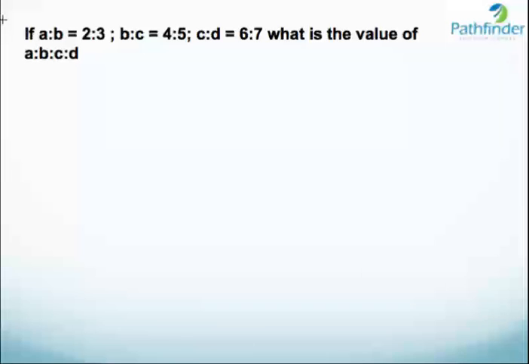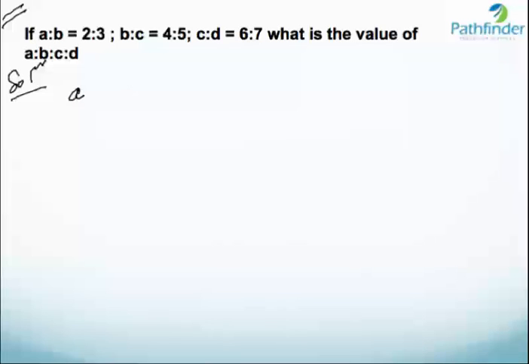So let us take a look at another similar question. We have, if A as to B is 2 as to 3, B as to C is 4 as to 5, C as to D is 6 as to 7, what is the value of A as to B as to C as to D? So we can solve this question in a two-step process.